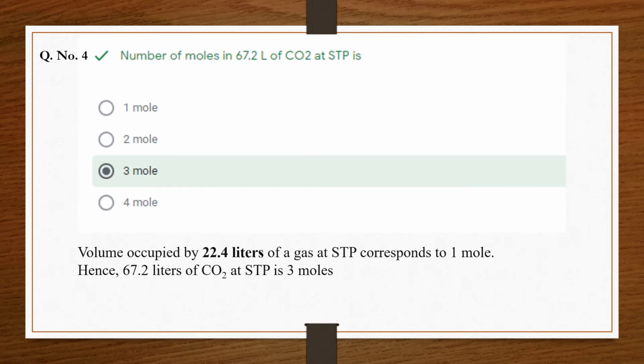The next question is, the number of moles of 67.2 liters of carbon dioxide at STP is. One of the easiest questions, because 22.4 liters corresponds to 1 mole at STP. So 67.2 liters corresponds to 3 moles.